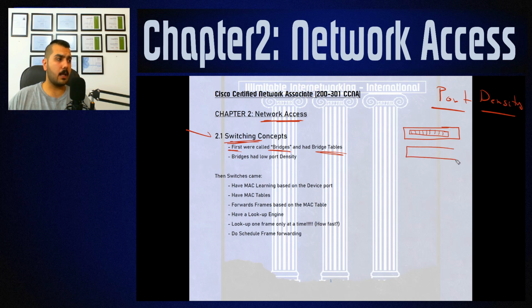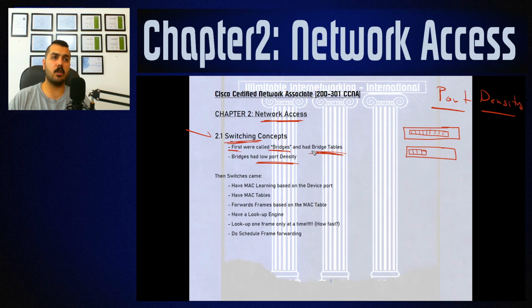Bridges, as a matter of fact, were almost like routers. They had low port density. If you haven't got the idea so far, bridges are the first, or old, generation of switches. They were called bridges, and the name changed after that to become switch. Bridges had low port density, and they also had something called bridge tables.